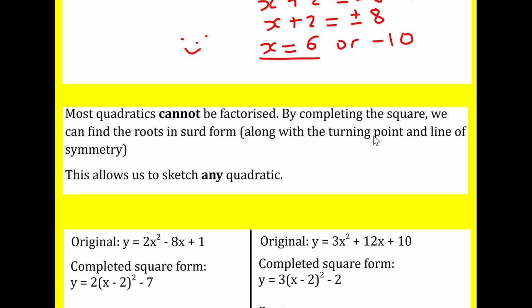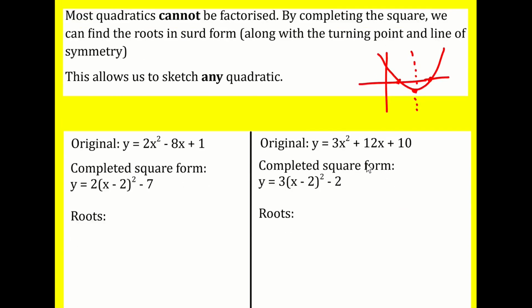And of course, we can also find a turning point and the line of symmetry by completing the square. And with these three things, we can sketch any quadratic. Previously, we've sketched quadratics using the roots from factorizing, but now we might get surds as the roots, but we could still find them here and here. We could get the turning point by completing the square, and we could get the line of symmetry. So really powerful method going on. All right, let's take a look at an example.